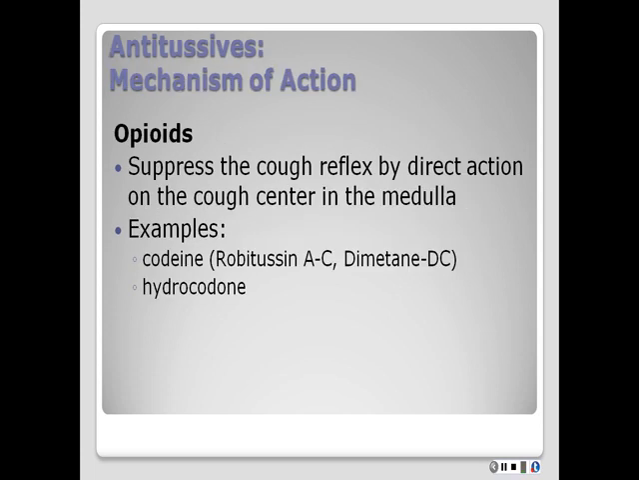Opioids, in addition to suppressing cough, can also provide analgesia and have a drying effect on the mucosa, which will increase the viscosity of the respiratory secretions. So this will help to reduce symptoms such as runny nose and post-nasal drip as well. And these work directly on the cough center of the medulla. Examples of this would be codeine or hydrocodone. So you'll see codeine in the Robitussin AC or the Dimetane DC.